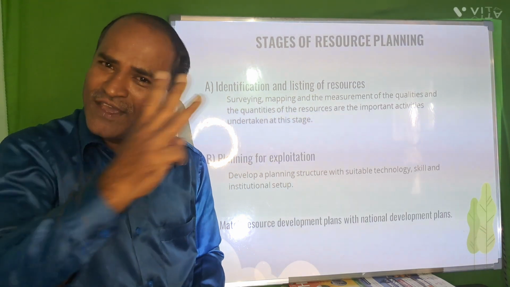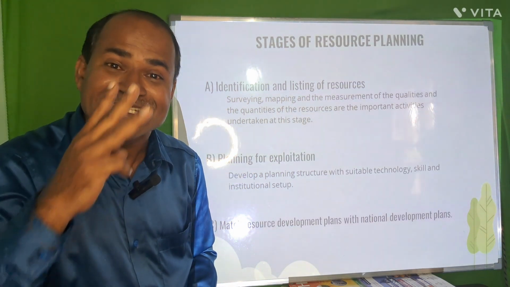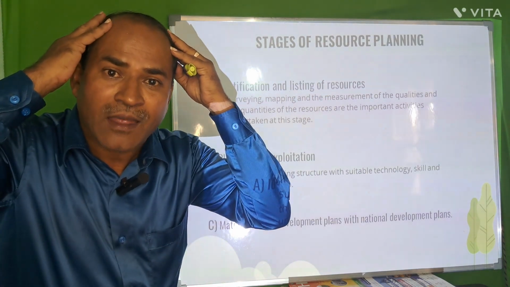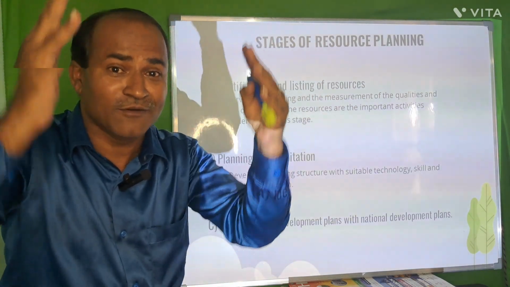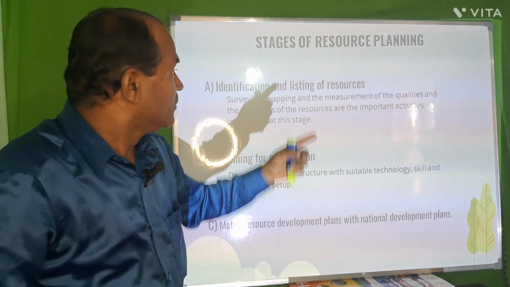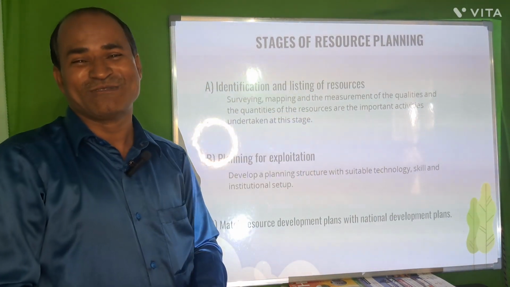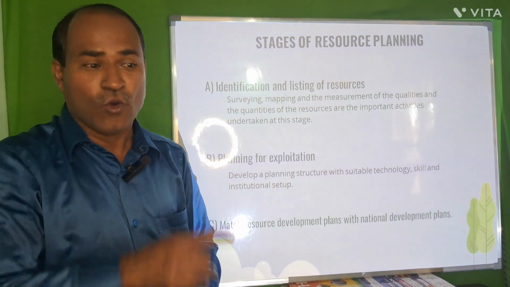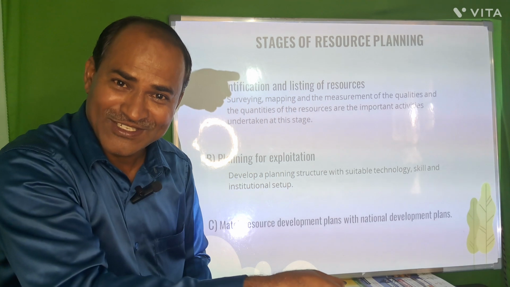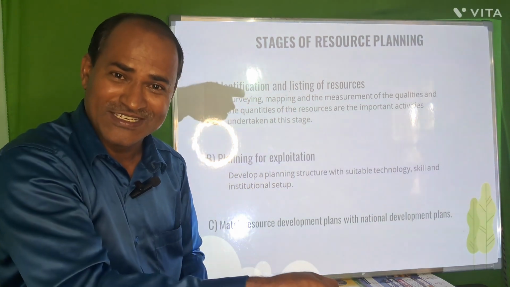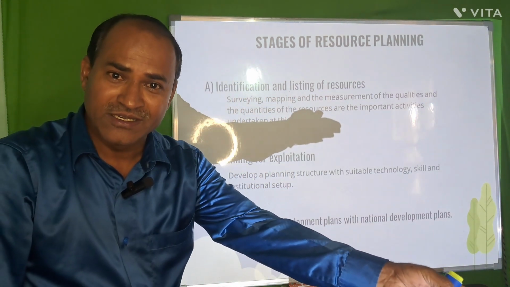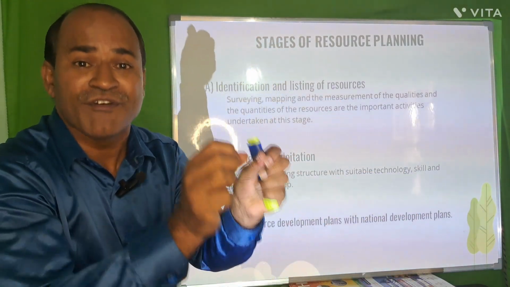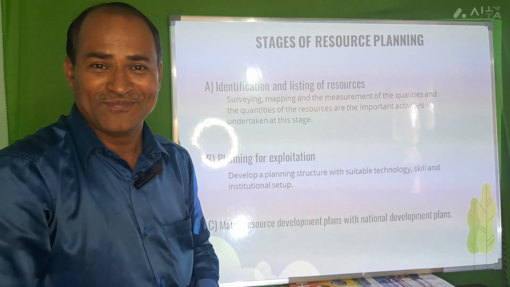Students, there are 3 stages in resource planning. We can use the plan, that is the resource plan, for the development of the nation. Okay. There are 3 stages in resource planning. First, identify the resources. What kind of resource? Is it a mineral resource or water resource or human resource or raw materials or ready-made goods? You can identify where the resources are actually available.